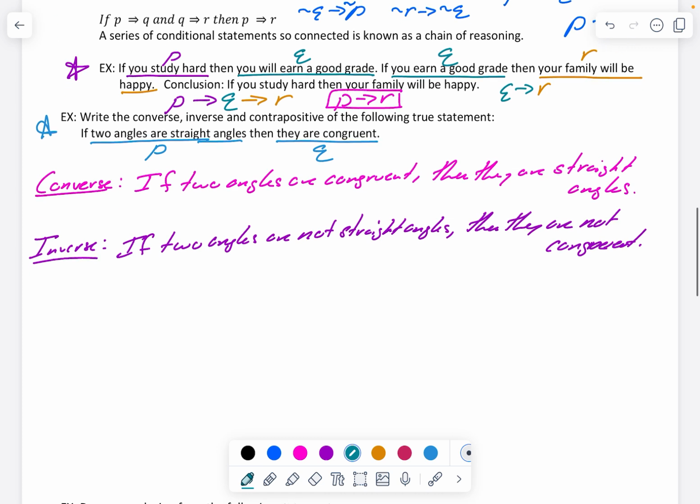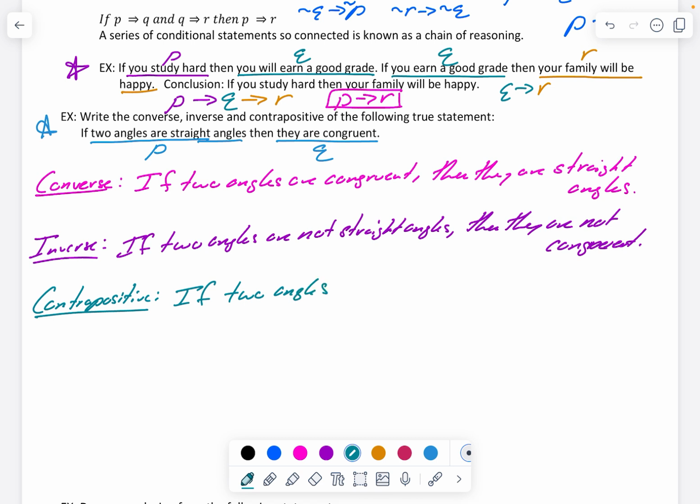And finally, the contrapositive, we have if two angles are not congruent, then they are not straight angles.